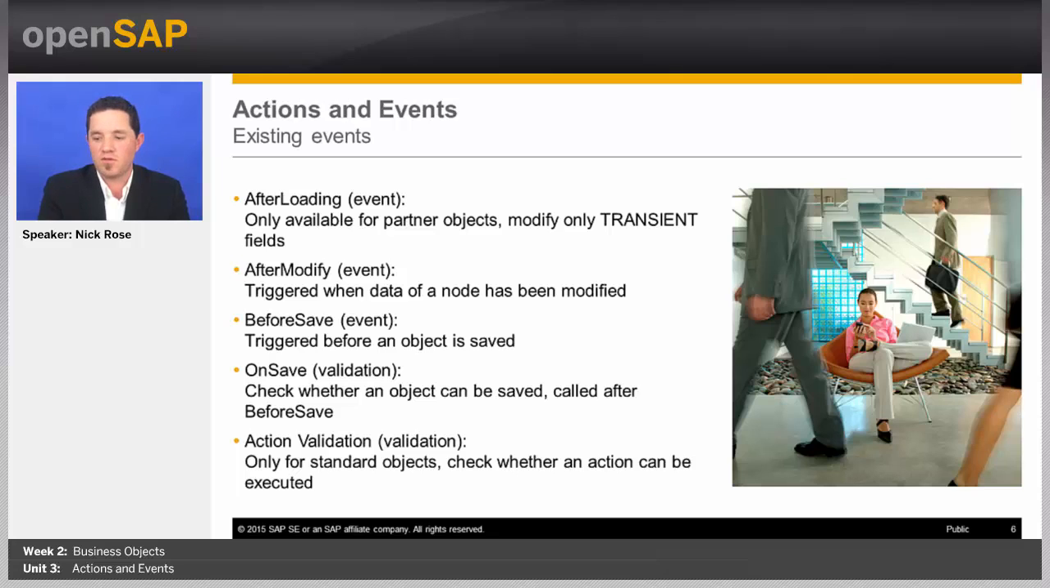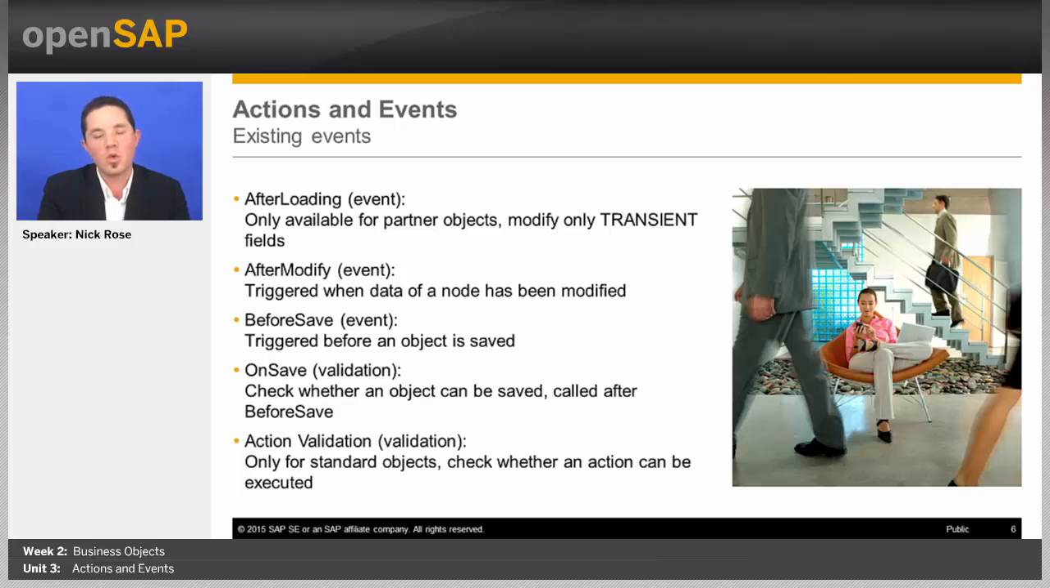Next is on save, which is a validation. You'll see it's slightly different than the other ones. In this case, the on save is basically a check that happens after the before save, and it gives you a chance to say should this object save or not. You won't be able to change any data, you'll just be able to read data. It also exists for standard and partner objects as well.